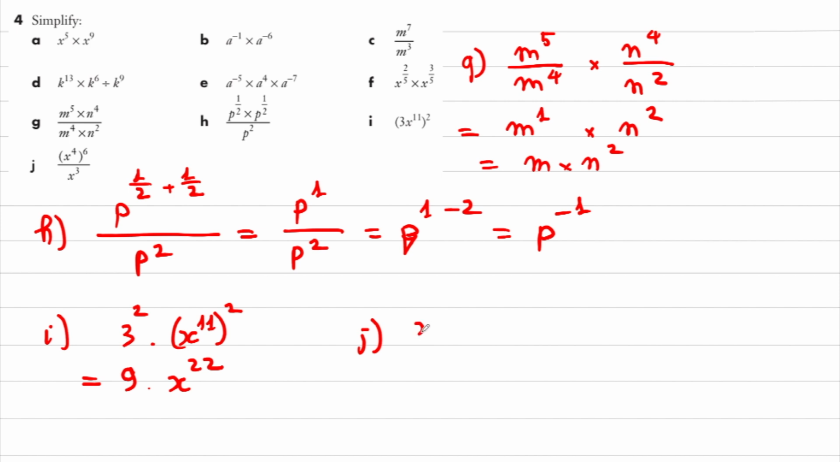Question J. You have h to the power of 24 here, h to the power of 3 here, and this is not 24 divided by 3. This is not 8. This is 24 minus 3. So h equals h to the power of 21. Yeah, we finish question 4.